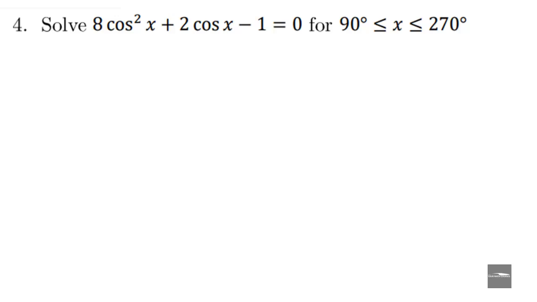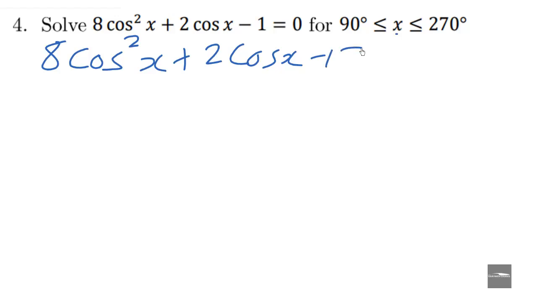We have to solve 8 cos square x plus 2 cos x minus 1 is equal to 0, for the interval 90 degrees to 270 degrees. So that is the interval of x. So how do we go about this? So the equation is 8 cos square x plus 2 cos x minus 1 equals 0.